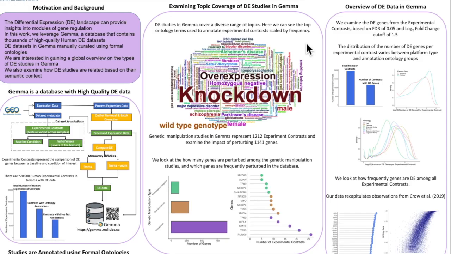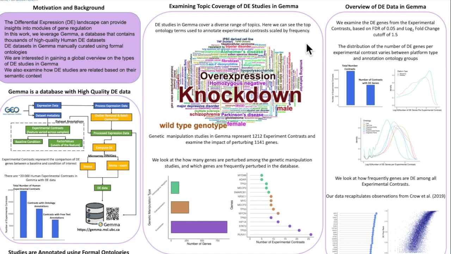The topics that are examined among the experimental contrasts in GEMMA are incredibly diverse, as we can see here where the terms are scaled according to their frequency in the database. GEMMA contains many studies involving brain-related diseases and disorders, such as Alzheimer's disease, autism spectrum disorder, schizophrenia, and bipolar disorder. Cancer-related studies are also highly represented as well.